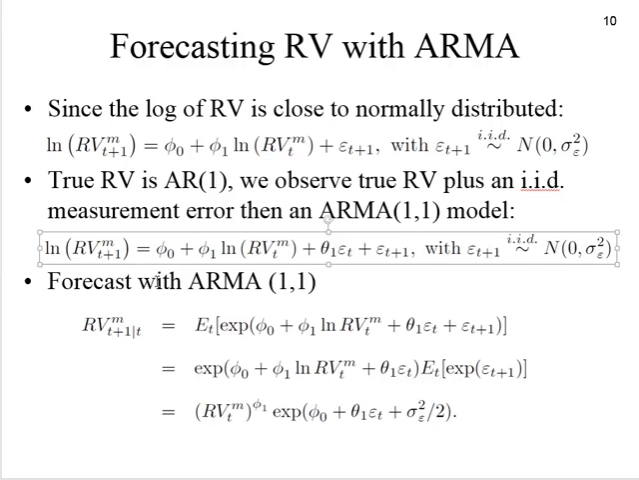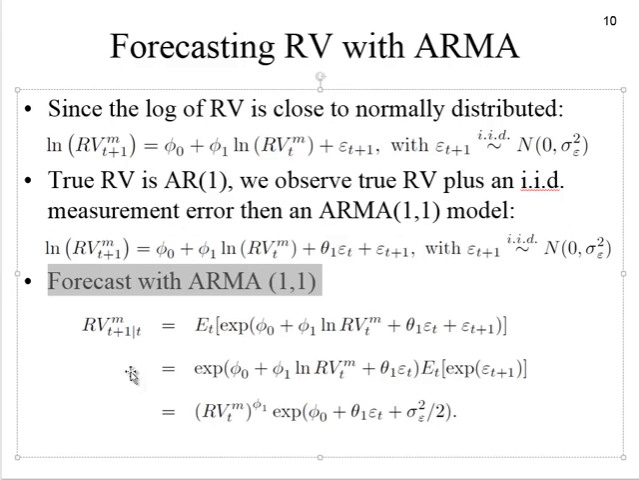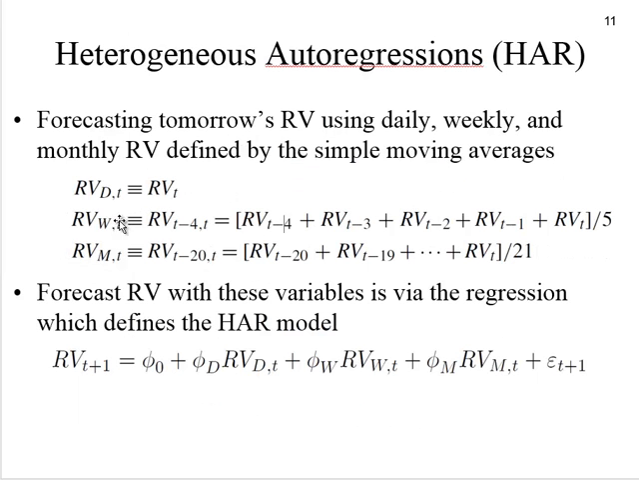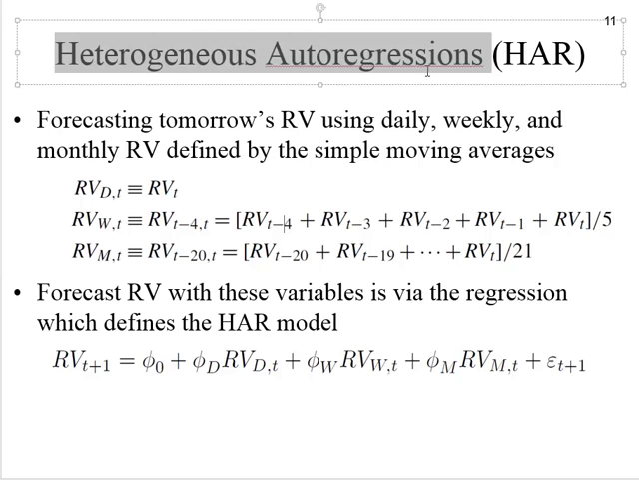Finally, we're going to forecast with an ARMA(1,1) process this way. So this is the realized variance on t+1 conditional on information up to date t, and we are going to take the expectation of the ARMA(1,1) model and use the exponential function to remove the log. Hence, future realized variance is going to depend on phi 0, phi 1, theta 1, and the variance of the error.